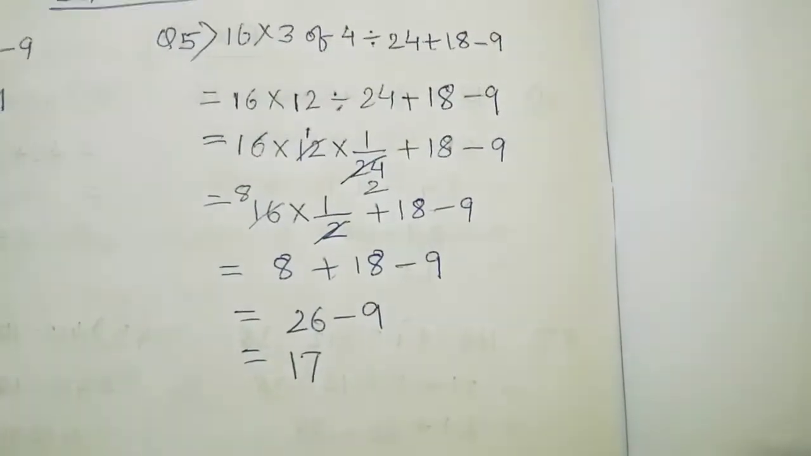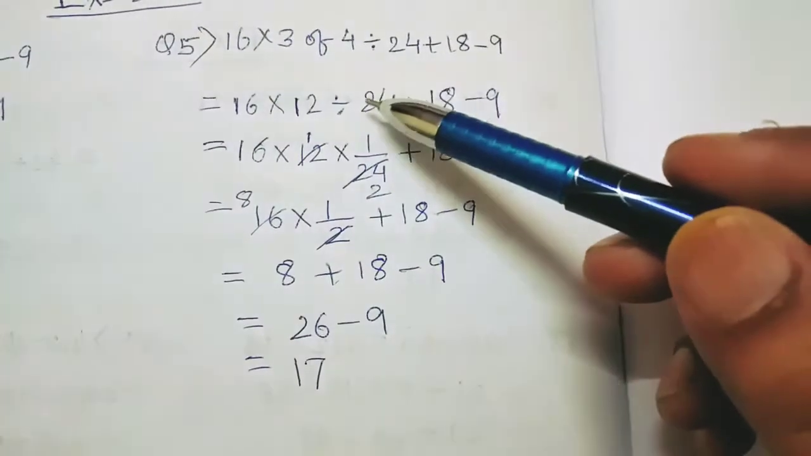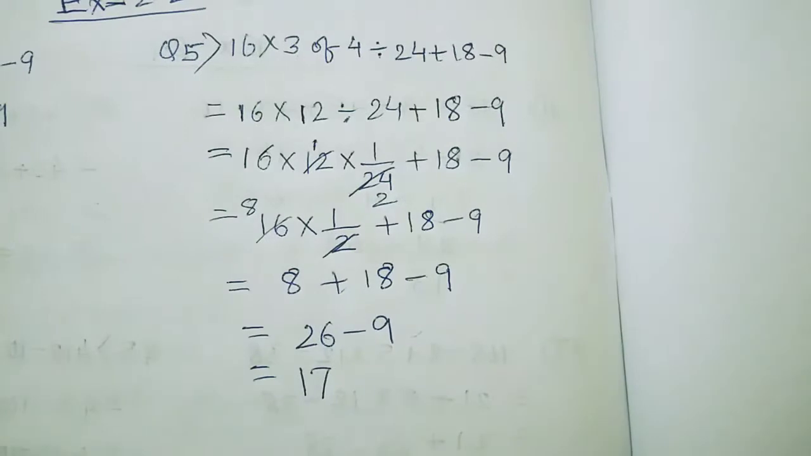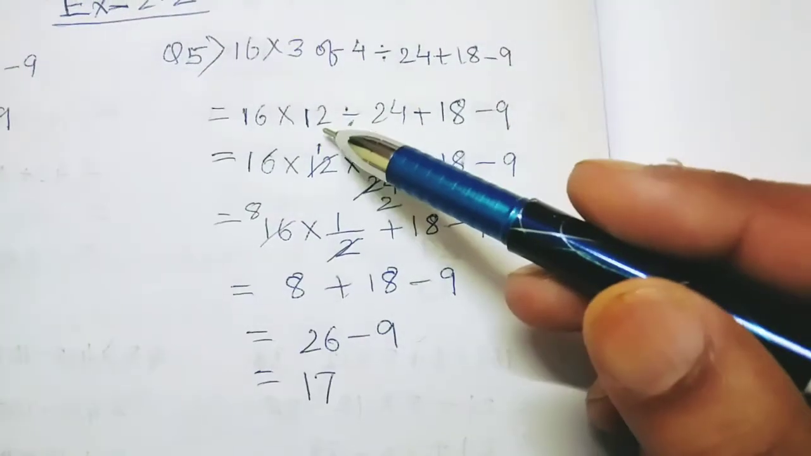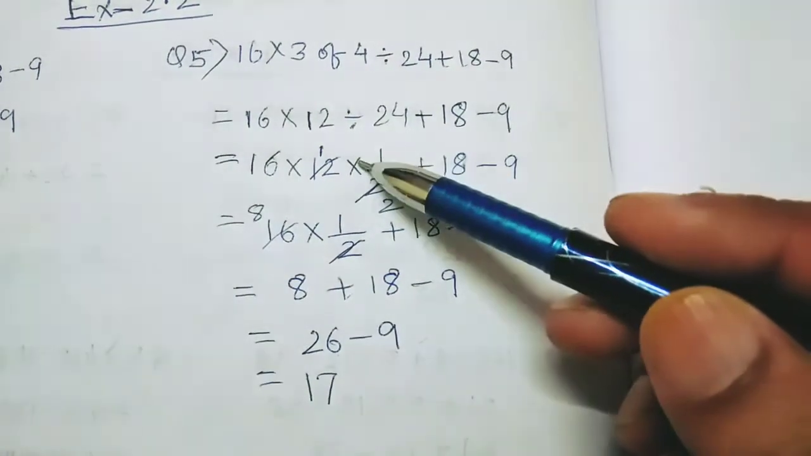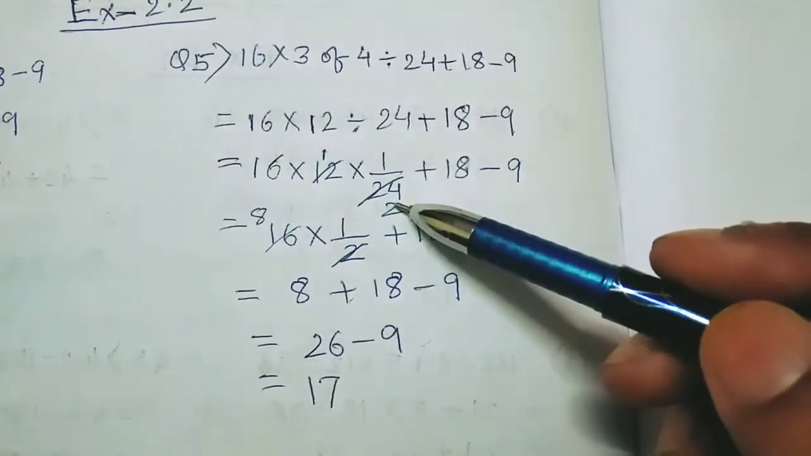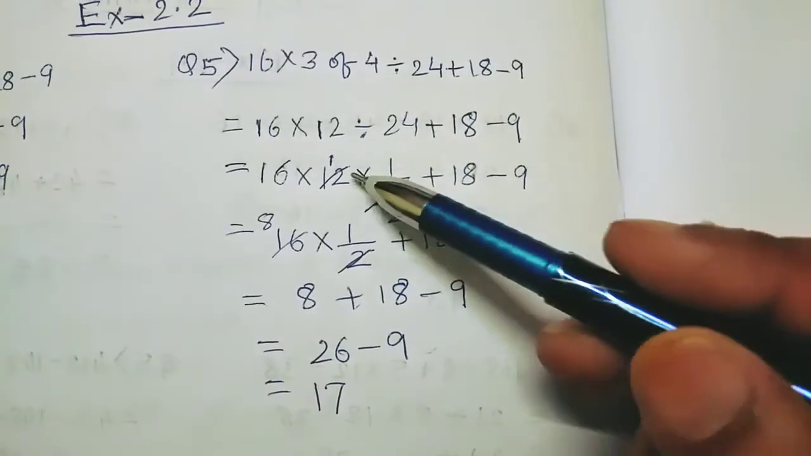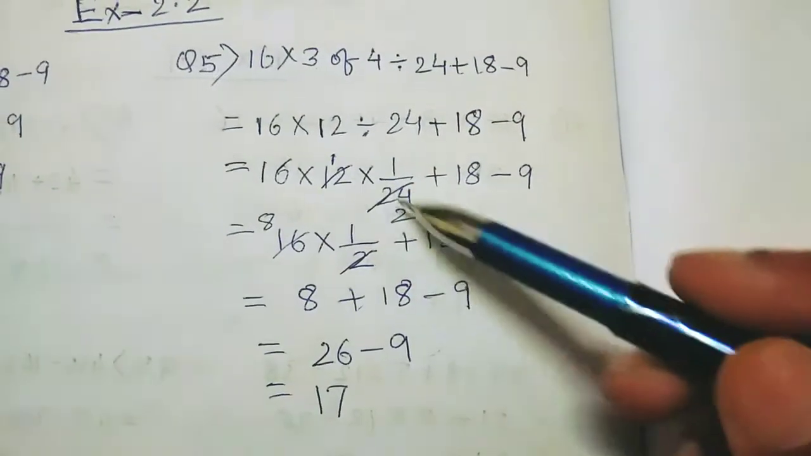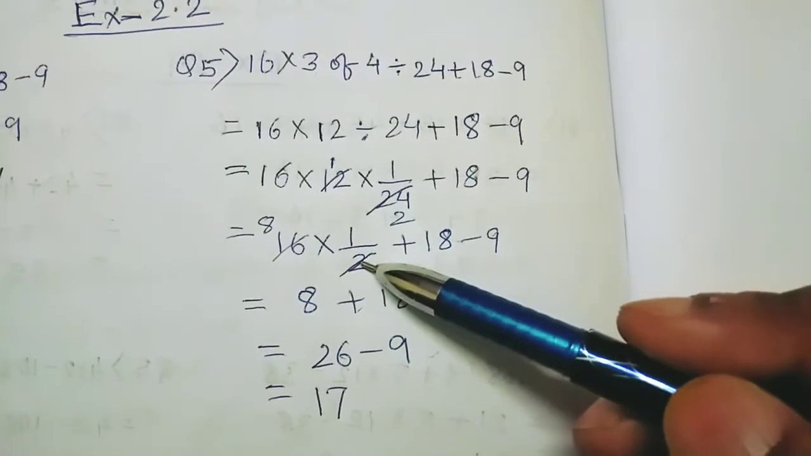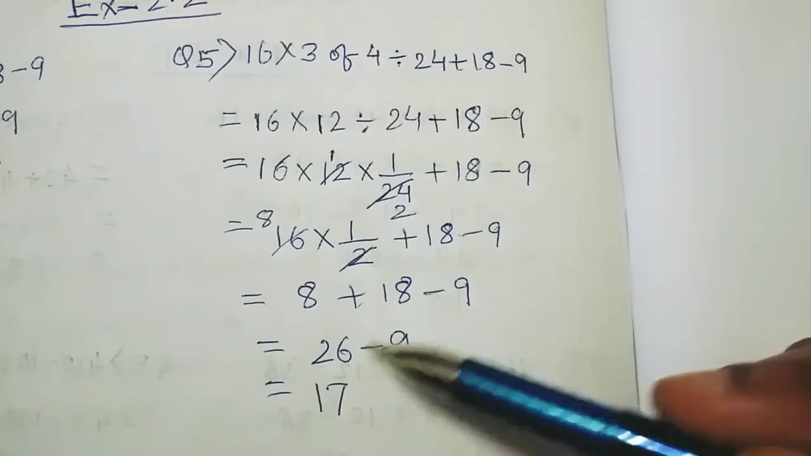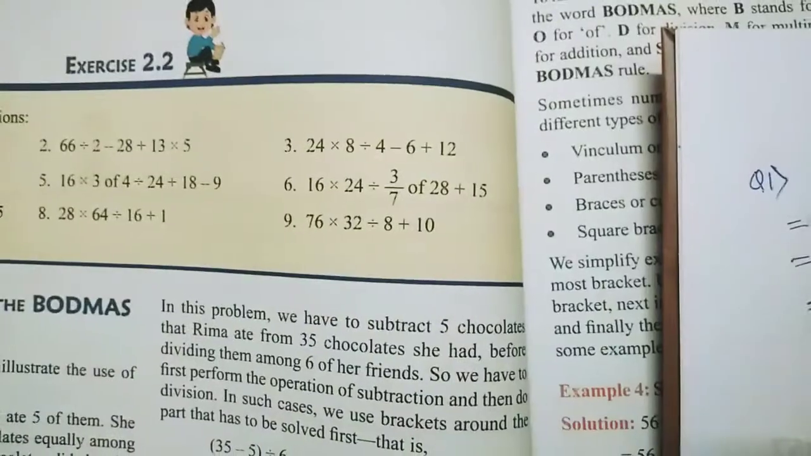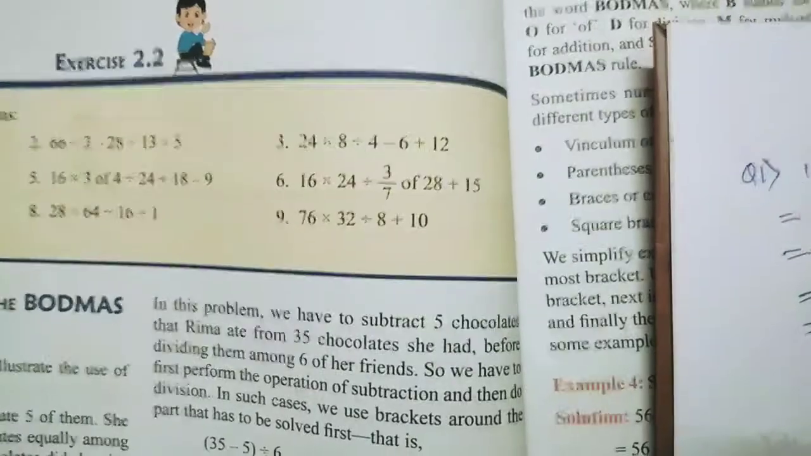So this is a very important question, because here you have to do this operation. This is the smaller number, this is the bigger number. When there is a smaller number and a bigger number, we cannot divide it. So you have to change the sign and take the reciprocal, always. Then it is cut by 2, then it is cut by 8. 2 8s are 16. Then 8 plus 18, 26. 26 minus 9, 17. Understood? Now let's do question number 6.